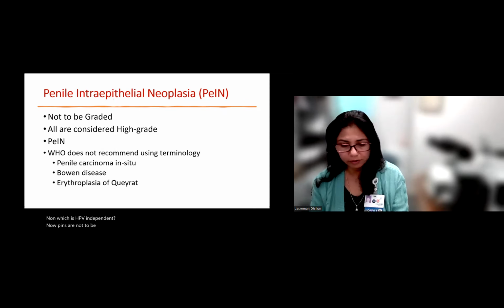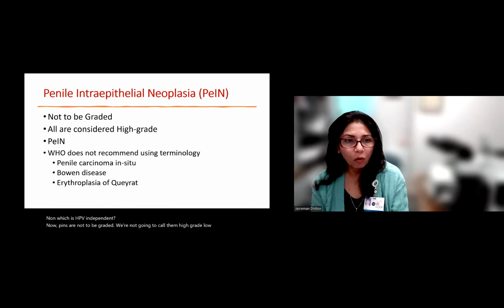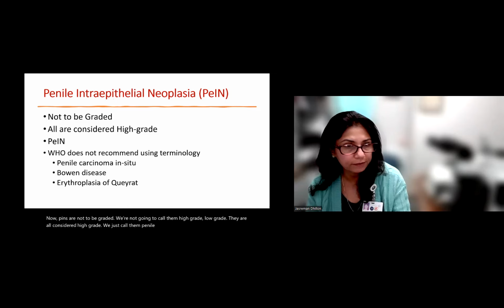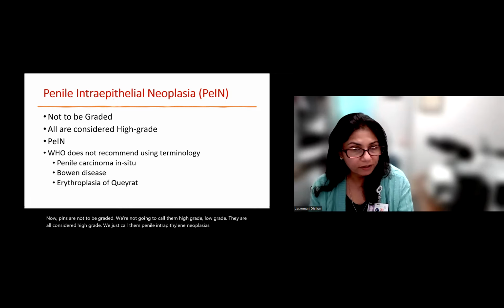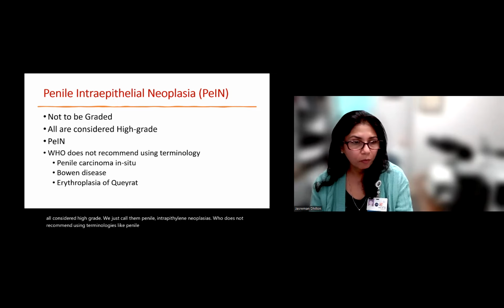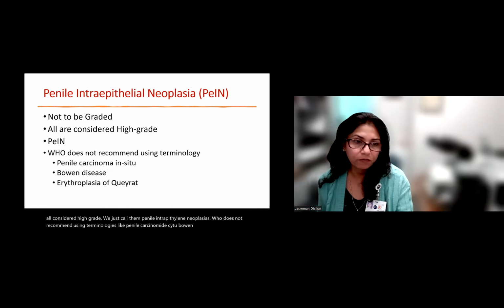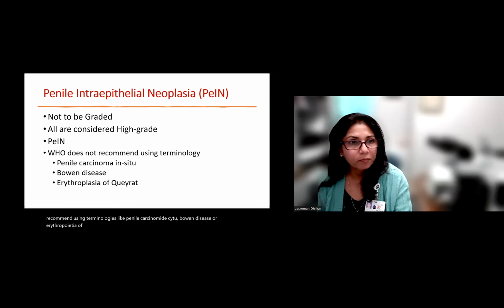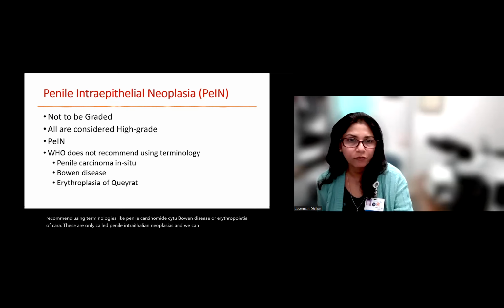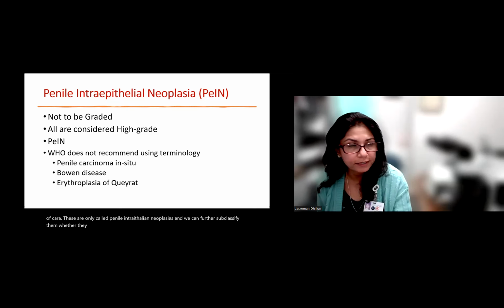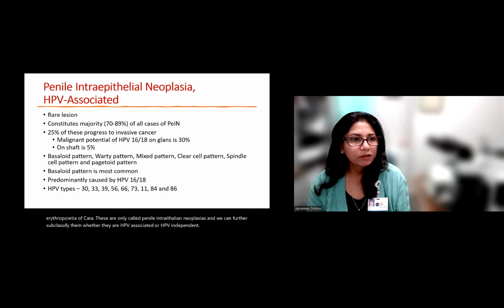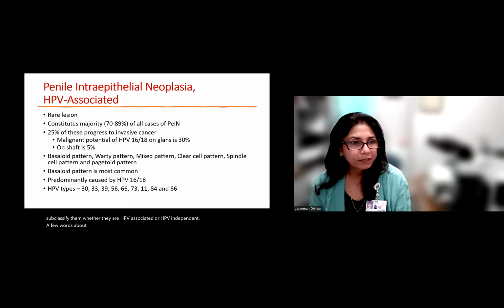Now, PEINs are not to be graded. We're not going to call them high grade, low grade. They are all considered high grade. We just call them penile intraepithelial neoplasias. WHO does not recommend using terminologies like penile carcinoma in situ, Bowen disease, or erythroplasia of Queyrat. These are only called penile intraepithelial neoplasias, and we can further subclassify them whether they are HPV associated or HPV independent.